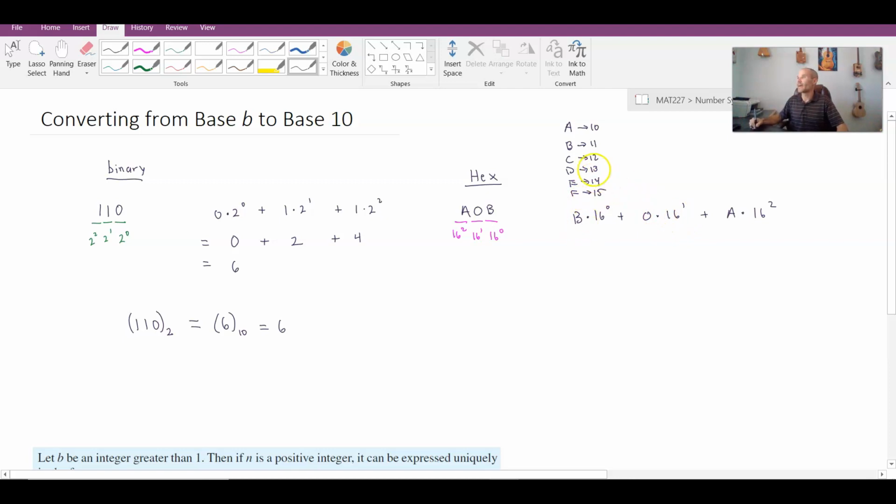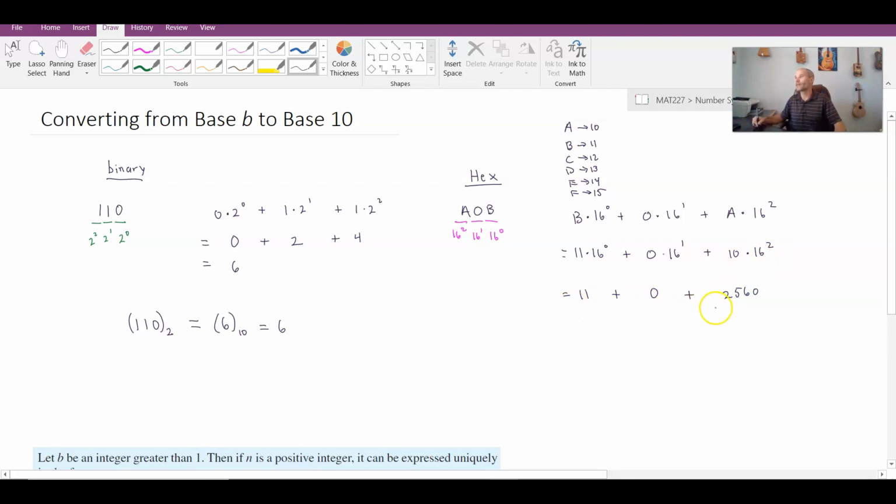So that means that in this case I have 11 groupings of 16 to the 0. I have 0 groupings of 16 to the first. I have 10 groupings of 16 squared. So in other words, really what this means is that I have 11 ones, plus I have, 16 to the first is 16 times 0 is 0 groupings of 16, plus 16 squared, 16 squared is 256. 256 times 10 is 2,560.